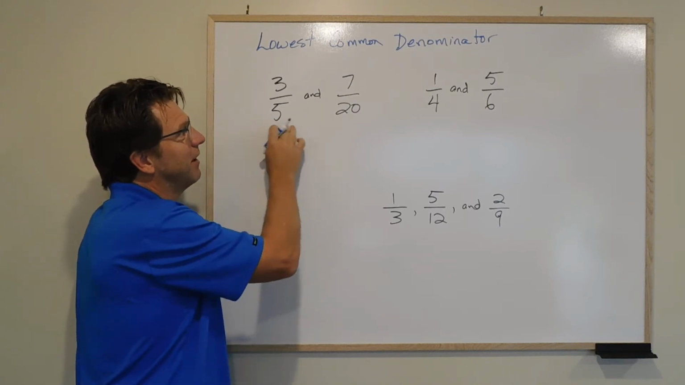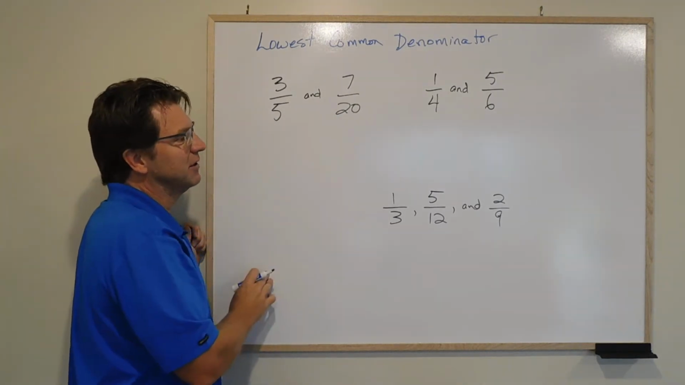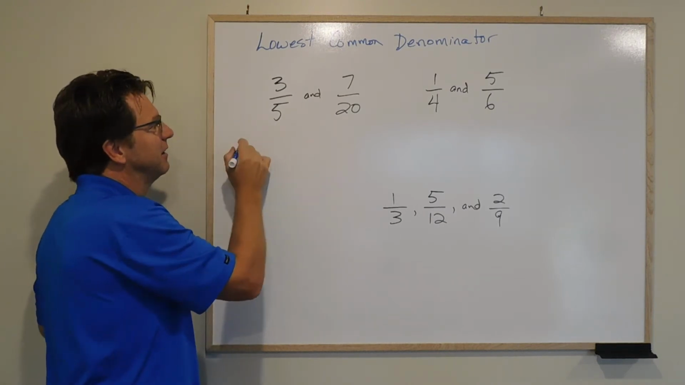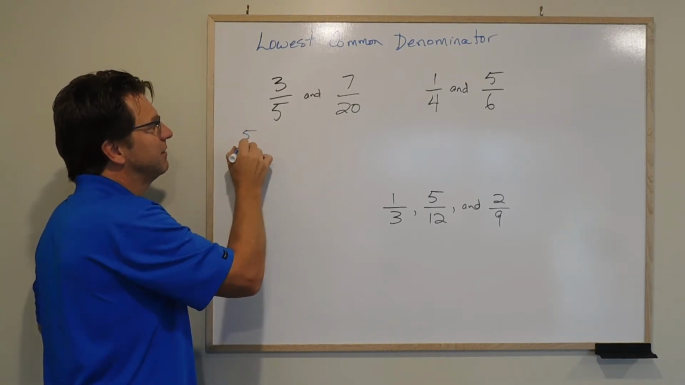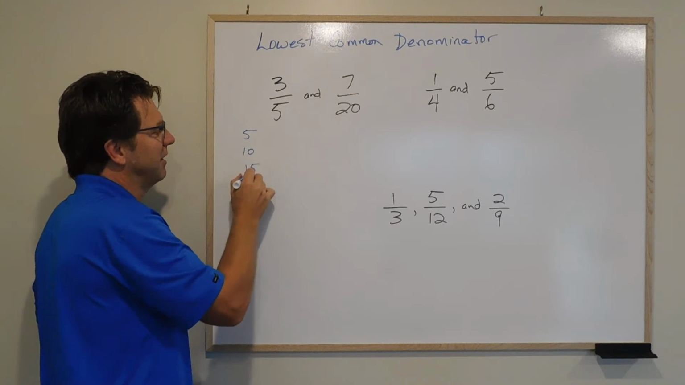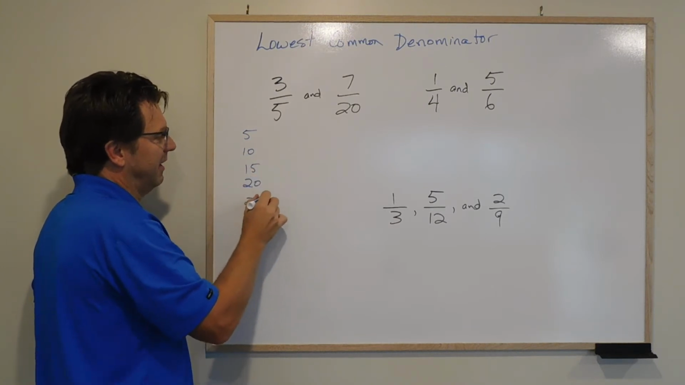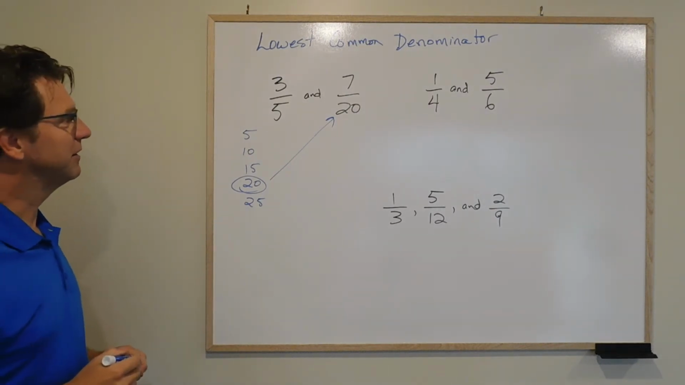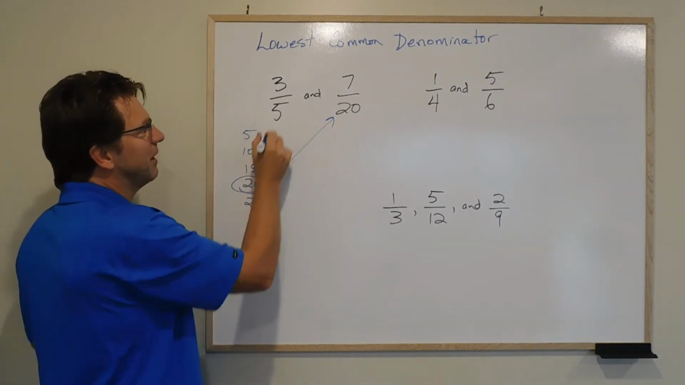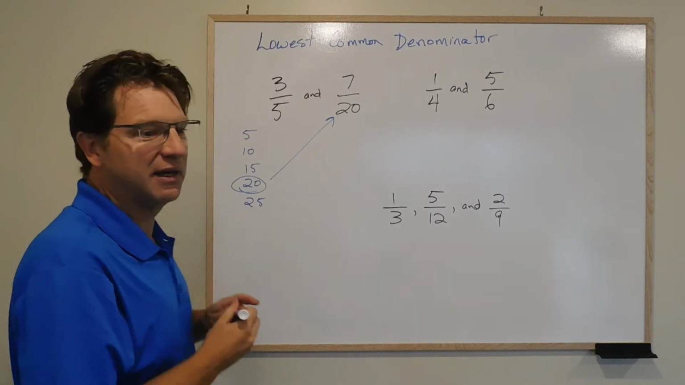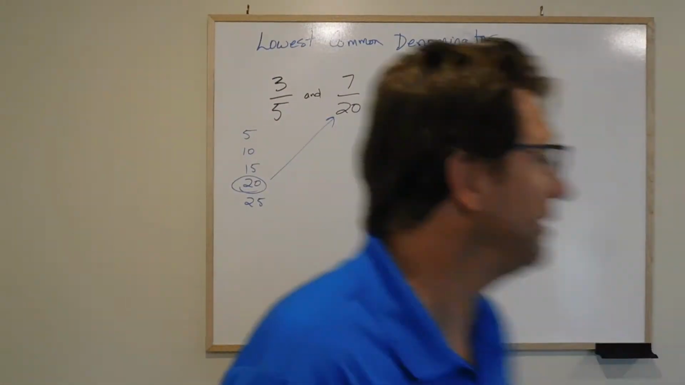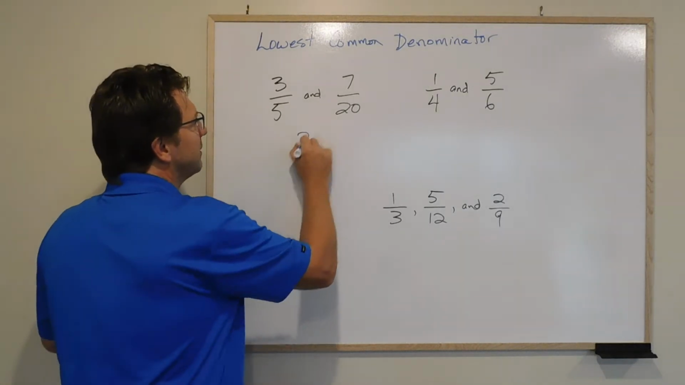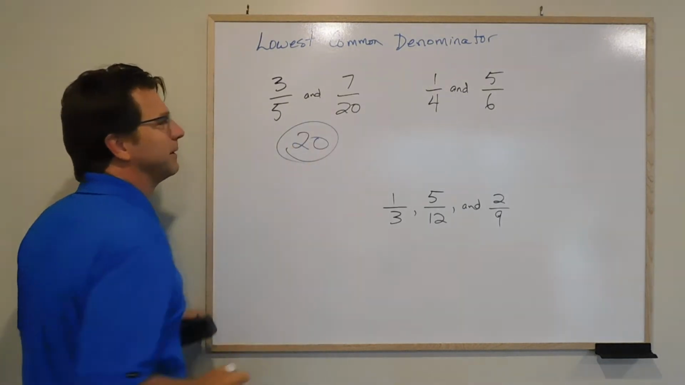We see that 5 times 4 is 20, so that works. One of the things that you can do is you can take this one, and you can say 5 and 10. Just count up with it, okay, until you see one that matches, right? So we see that we could multiply 5 times 4 to get 20, and 20 obviously is 20. So our lowest common denominator here is going to be 20.